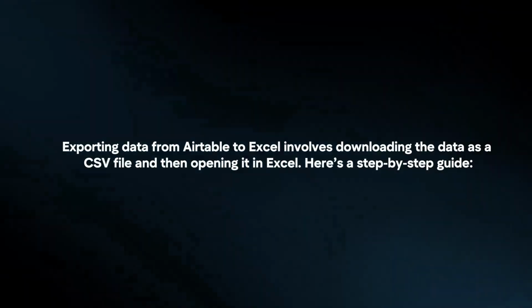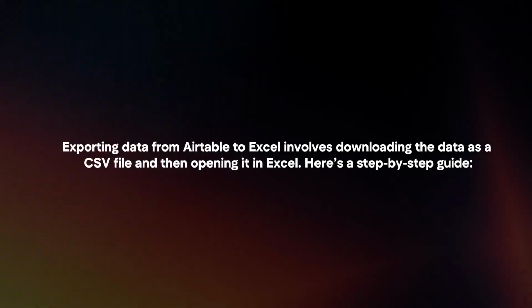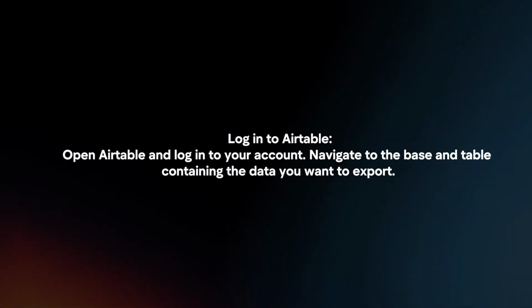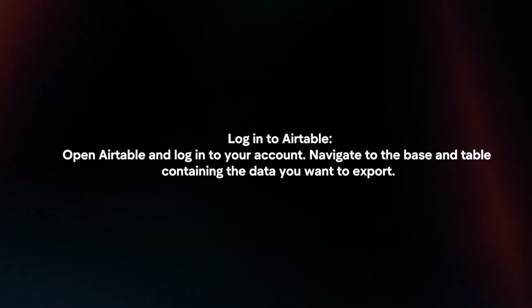Exporting data from Airtable to Excel involves downloading the data as a CSV file and then opening it in Excel. Here's a step-by-step guide. Log into Airtable. Open Airtable and log into your account. Navigate to the base and table containing the data you want to export.